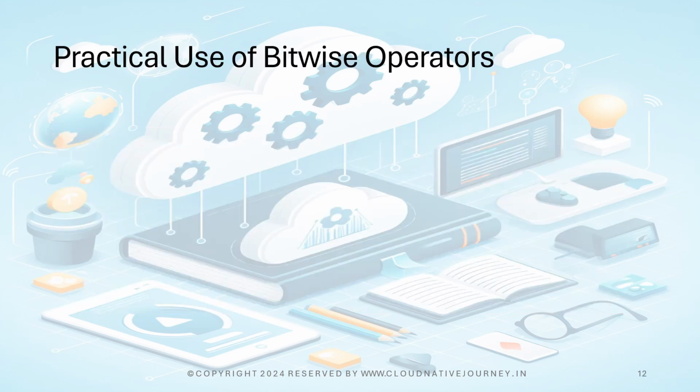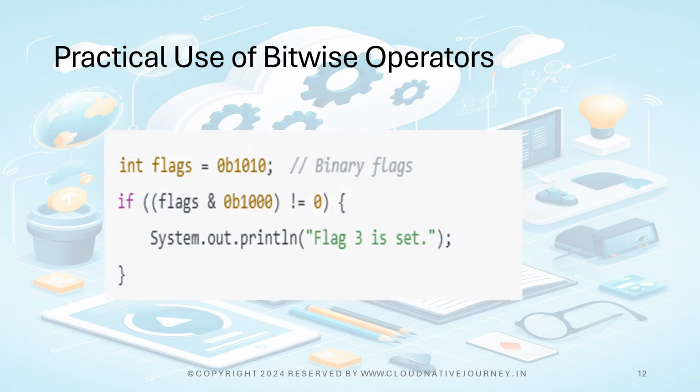So what are the practical uses of bitwise operations? Bitwise operations are often used in real world programming. For example, you might use them for tasks like setting flags, creating bit masks, or optimizing performance for low level operations. So here we are using it for setting a flag. You can use this bitwise AND to check whether a specific flag is set in a collection of flags.